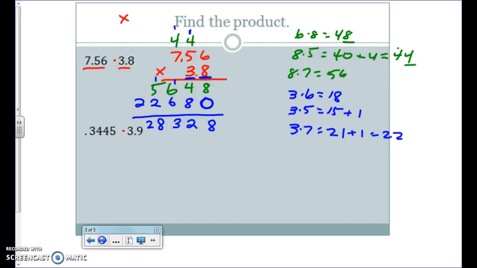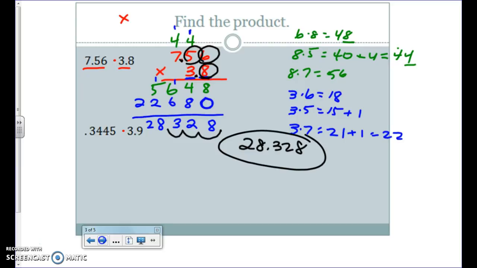Now, this is a lot of numbers. 28328. Here's how I determine the number of decimal places. Back to my original problem, and I count the numbers that are behind the decimal place. 1, 2, 3. There are 3 behind the decimal place. So if there's 3 behind the decimal place, I'm going to start with my invisible decimal there, and I'm going to move it 3 over. And that's where my answer is going to be, 28.328. Alright, just like you remember it, I hope.